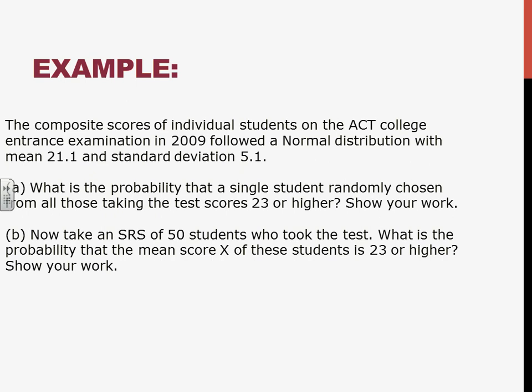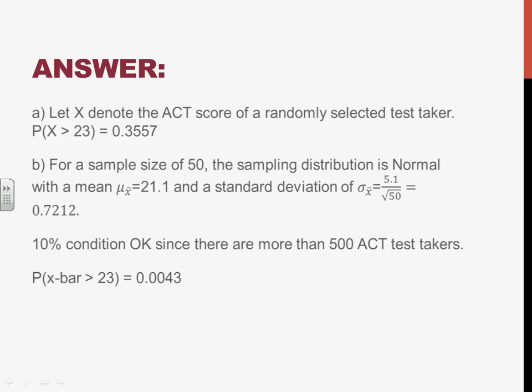So let's see if you can get that one. You can pause while you're working on it. And here are the answers. For part A, you should have got 35.57%. For part B, let's see, I got about 0.43%. And make sure you've checked everything appropriately.